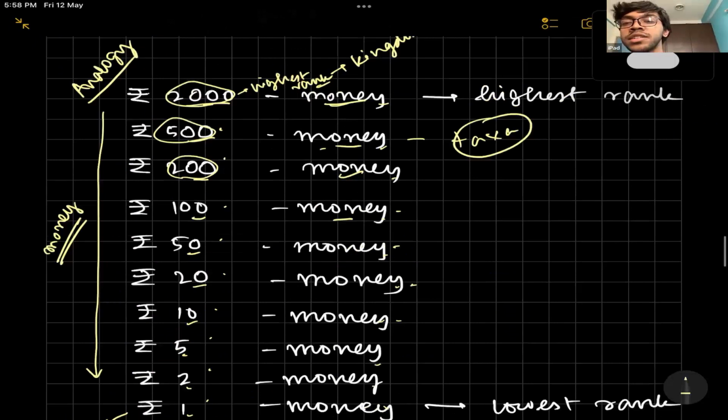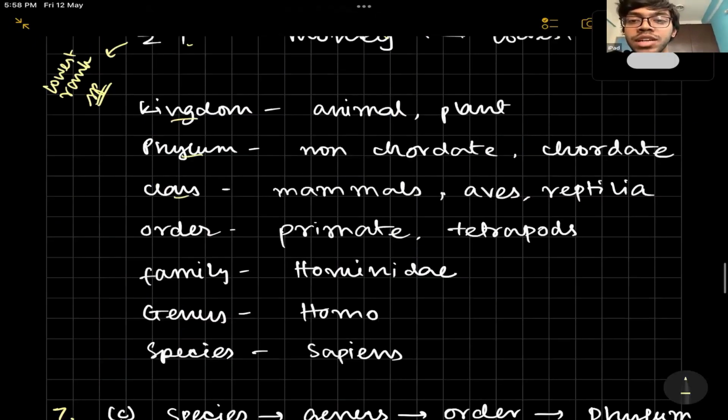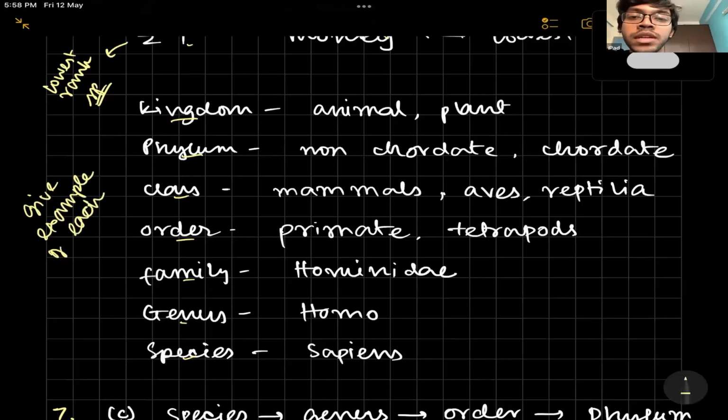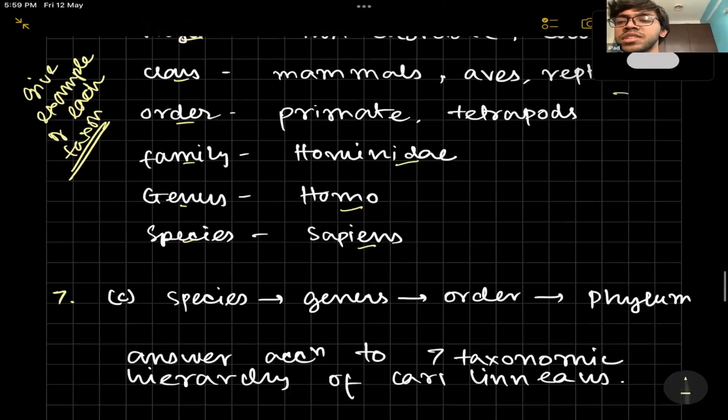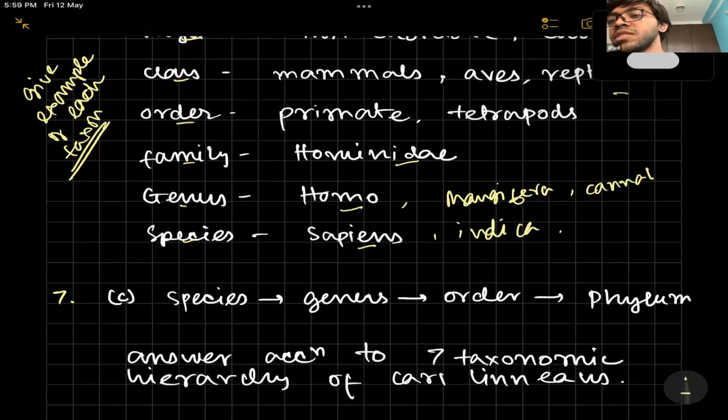This is clear. So let's look at this example: kingdom, phylum, class, order, family, genus, species. This question had another component where they asked us to give an example of each taxon at each level. Examples of kingdom include animals and plants. Examples of phylum include non-chordates and chordates. Examples of class include mammals, aves, reptilia. Examples of order are primates or tetrapods, and an example of family is Hominidae. An example of genus is Homo, and an example of species is sapiens. There are different examples of genus also, like Mangifera, where indica is the species. Or I can write Cannabis, and the species is sativa.